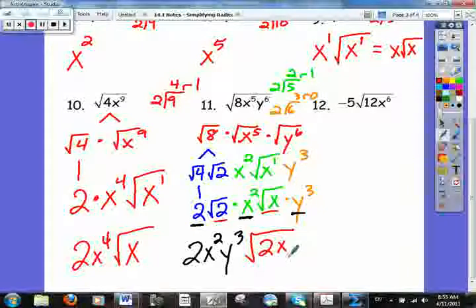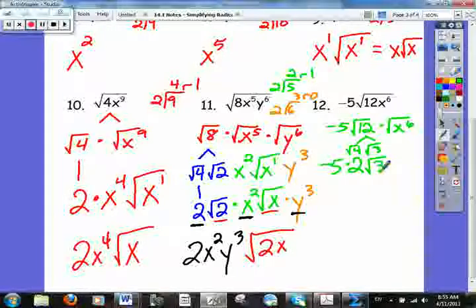Alright, number 12. -5 times 12 times x to the 6. So that's how I'm going to separate it: -5 times the square root of 12 times the square root of x to the 6. Alright, so I have a -5. Can't do anything with it yet. For the square root of 12, I'm going to use the square root of 4 and the square root of 3. Now the square root of 4 is 2, but then I still have the square root of 3.